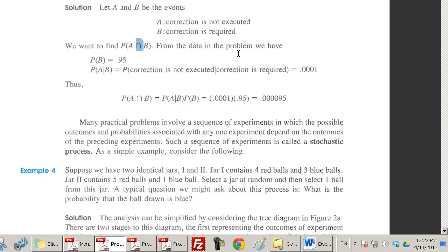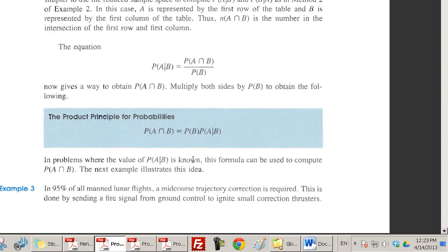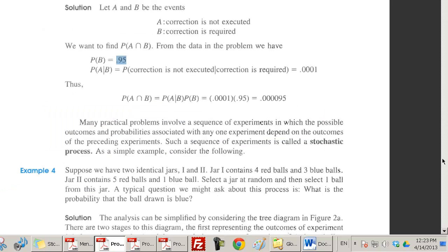From the data in the problem, we have that the probability of B, the probability that a correction is required, they told us, is 0.95. That was told to us here. 95% of cases it's required. And we also were told the probability of A given B, the probability that the correction is not executed given that it's required. So they gave us this.